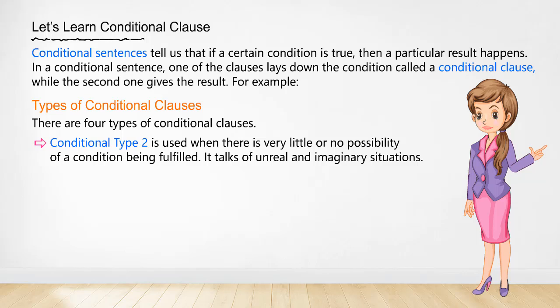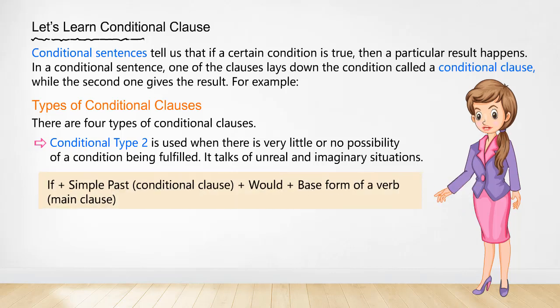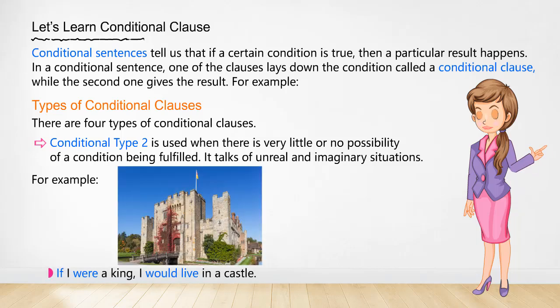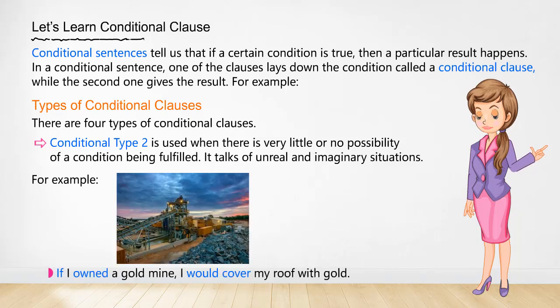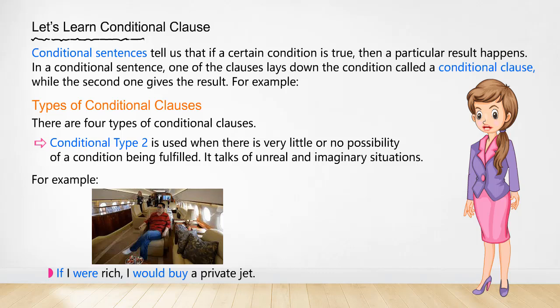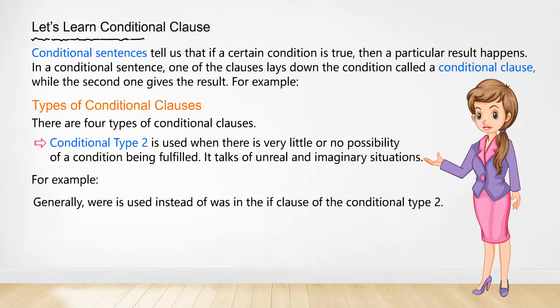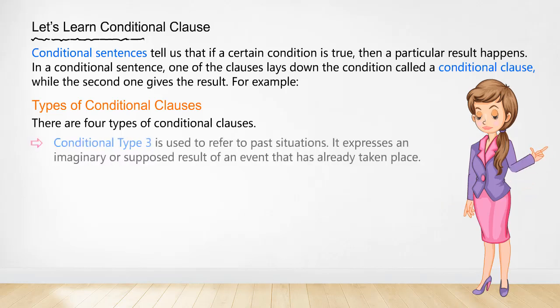Conditional type 2 is used when there is very little or no possibility of a condition being fulfilled. It talks of unreal and imaginary situations. If plus simple past conditional clause, plus would plus base form of a verb main clause. For example, if I were a king, I would live in a castle. If I owned a gold mine, I would cover my roof with gold. If I were rich, I would buy a private jet. Generally, were is used instead of was in the if clause of conditional type 2.